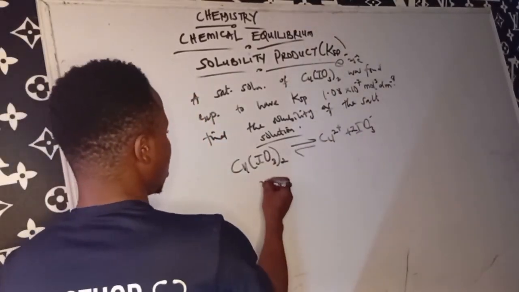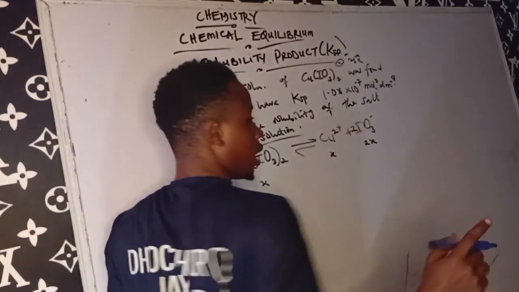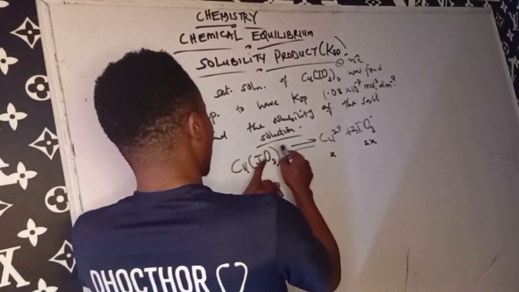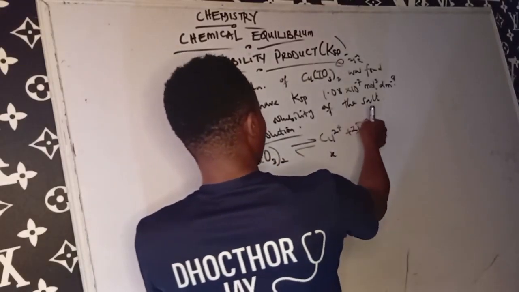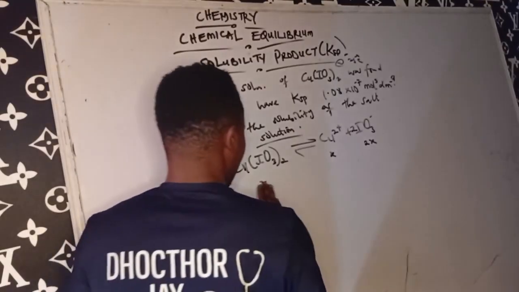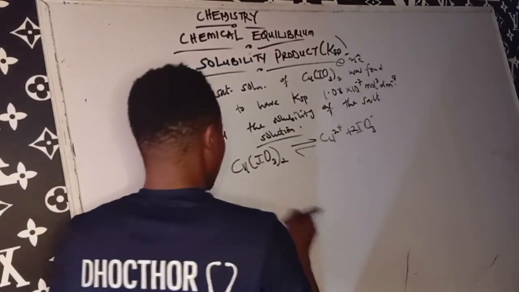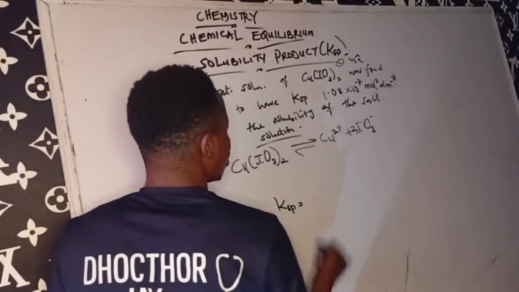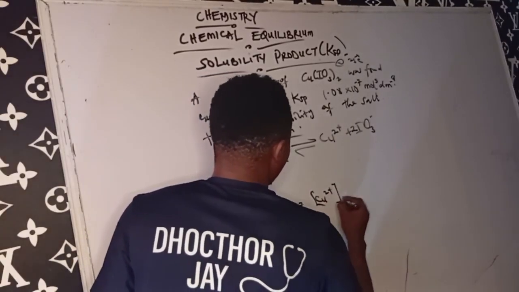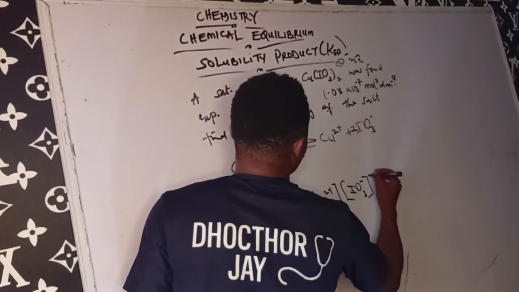Now, if this is X, 1 mole is also going to be X, 2 moles is going to be 2X. I take that again. 1 mole of Cu in this is X. 2 moles of IO3, so IO3 is 2X. Now, assuming you do not have this, let's just go from there. What's going to be the Ksp? Ksp is going to be Cu2+ and IO3-.